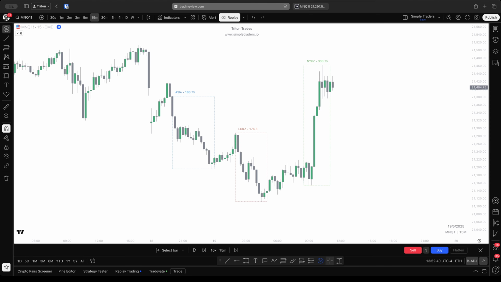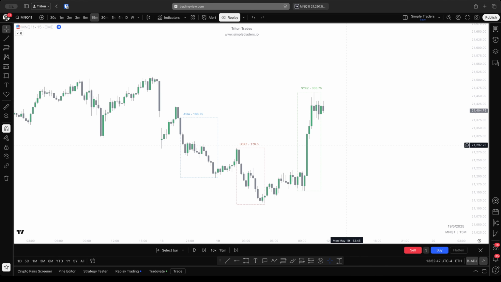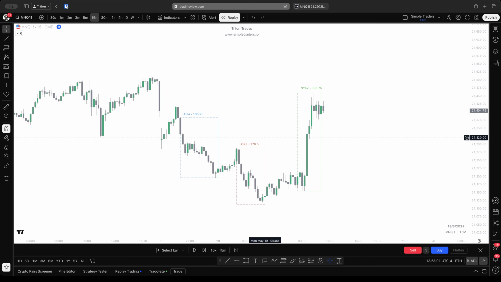So first off, what is the London reversal? Well, in the markets, there are three different market sessions. We have the Asia session, the Asian range, from 8 o'clock to midnight Eastern Standard Time. And by the way, Eastern Standard Time is just New York time on TradingView. You just have to click this. London is from 2 a.m. to 5 a.m. Eastern Standard Time.